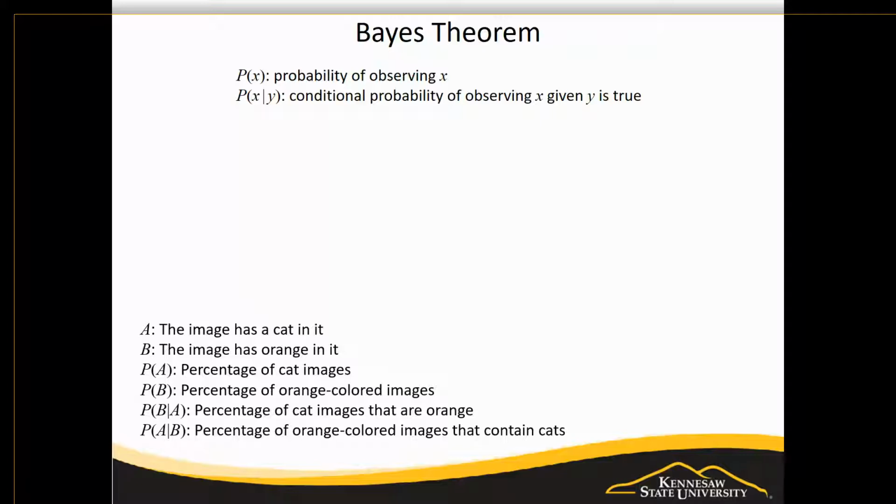Then we can talk about two conditional probabilities. We can talk about the conditional probability of orange given that cat is true. That's what P of B given A is. Basically that means how many cat images have orange, or how many cats are orange essentially. Then the other one, P of A given B, is how many cats are there in orange images? And those are slightly different things.